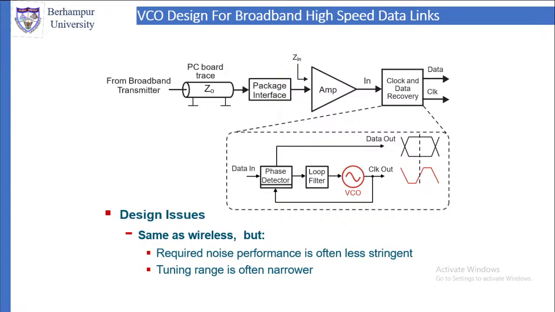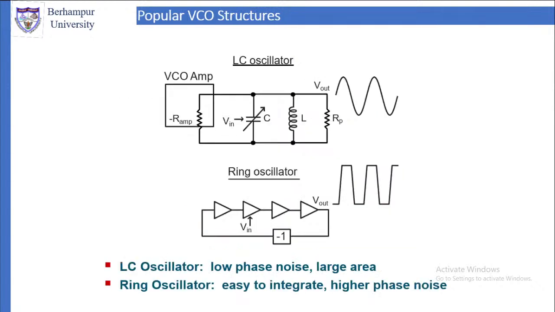So in designing this, the issues are the same as the wireless circuit design, same issues prevalent here. But in addition, noise performance is less stringent, you can relax the noise performance consideration here, and tuning range is usually narrower compared to the RF or wireless design. Now let us look at some of the popular VCO structures.